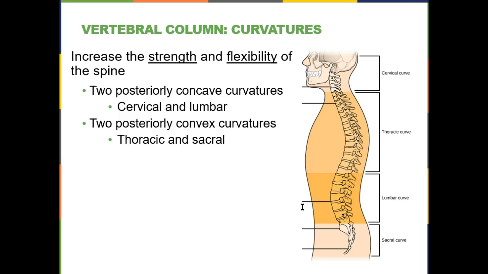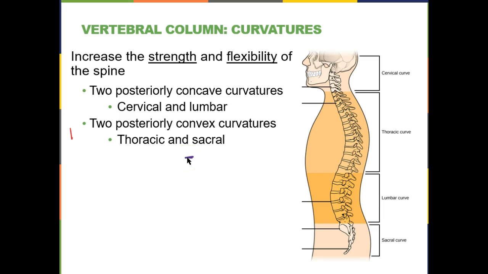Then you have the vertebral column. So first you want to note there are 4 curvatures to the vertebral column: cervical, thoracic, lumbar, and sacral. Collectively, they provide 2 mechanical or physical advantages to the vertebral column. One is strength and the other is flexibility.